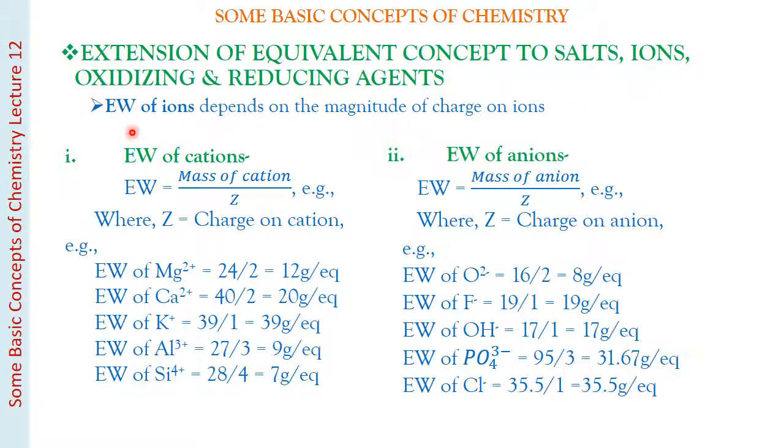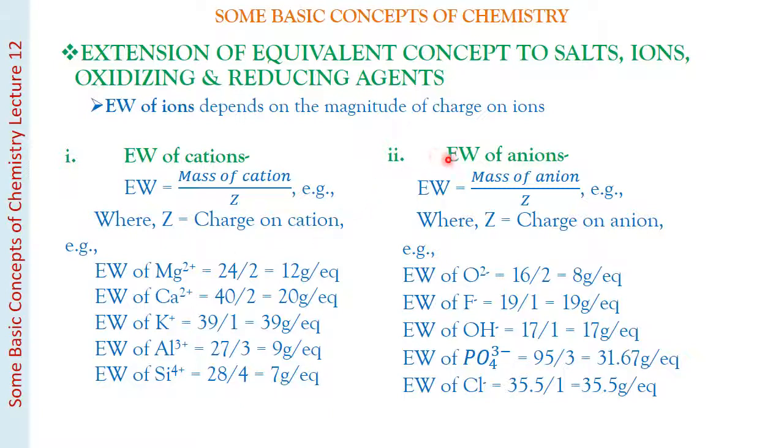So first of all, the equivalent weight of ions. The equivalent weight of the ions is going to depend upon the magnitude of charge on the ions. For the cations, the equivalent weight is going to be mass of the cation divided by the Z factor, where the Z factor is the charge on the cation.